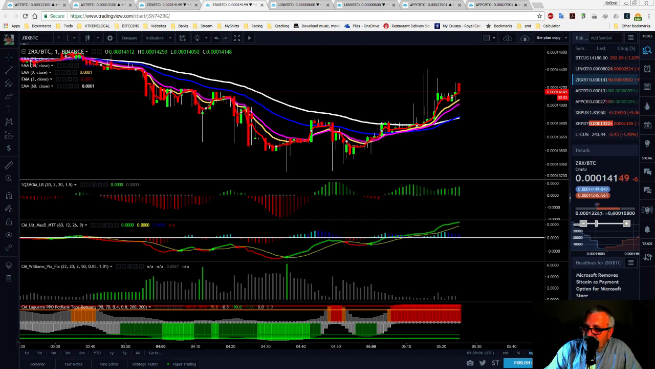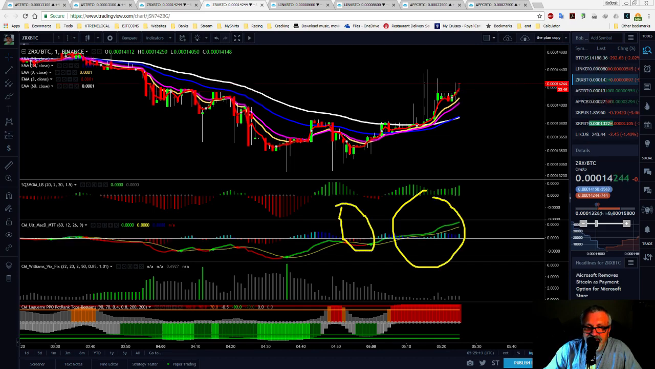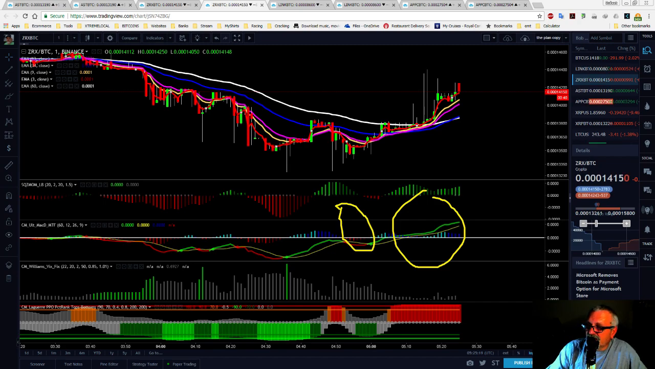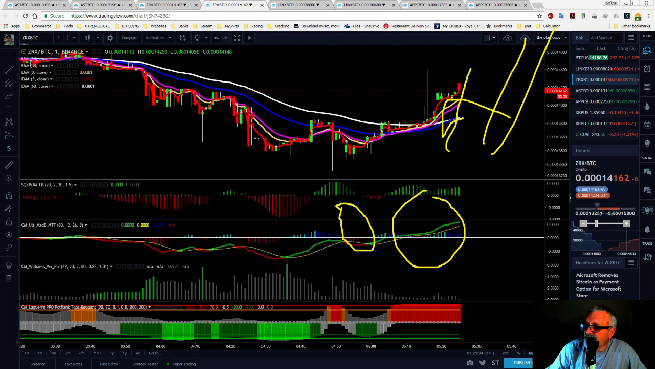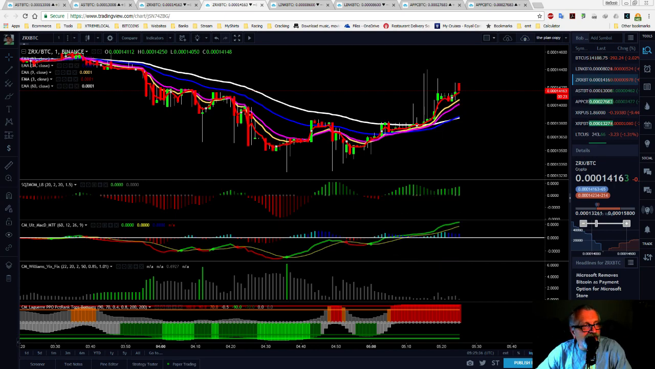The MACD ain't nowhere near kissing like it is over here. She's starting to spread her legs, so to speak. No disrespect to the women around here, okay? But she's starting to spread her legs, and look at here. Trying to get these lines lined up, pointing toward the moon as everybody wants to go to the moon.